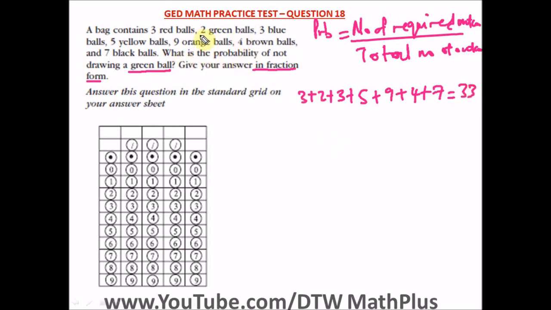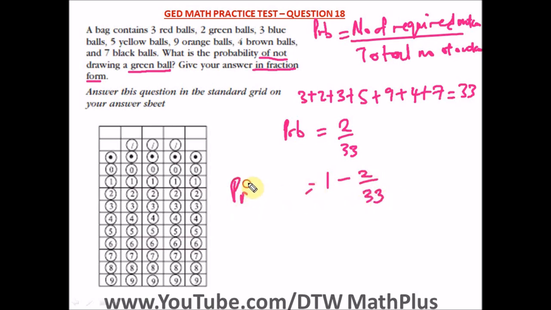Now our focus is on the green balls. The question asks us, what is the probability of not drawing a green ball? To get the probability of not drawing a green ball, we first have to get the probability of drawing a green ball from the bag. That is the number of required outcomes, which for green is 2, divided by the total number of outcomes, which is 33. So the probability of drawing a green ball is 2 divided by 33. Since we've gotten the probability of drawing a green ball, to get the probability of not drawing a green ball out of the bag, it will now be 1 minus 2 over 33.